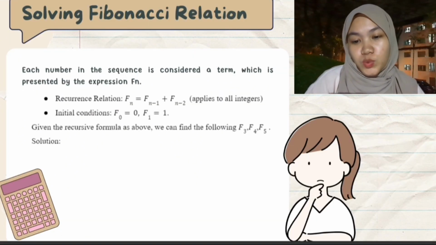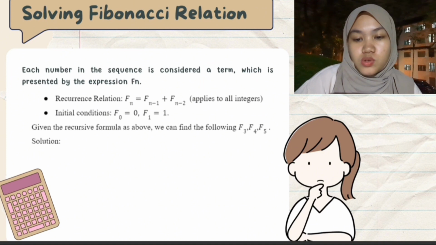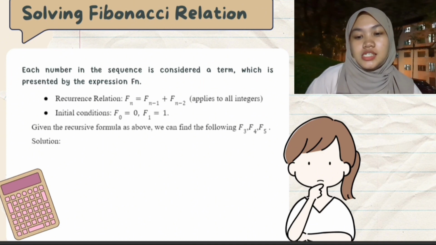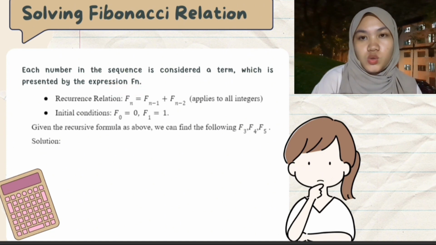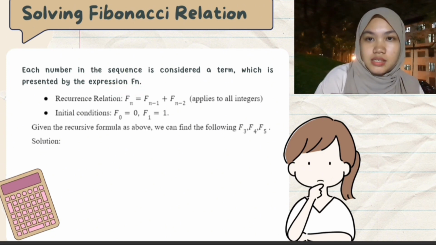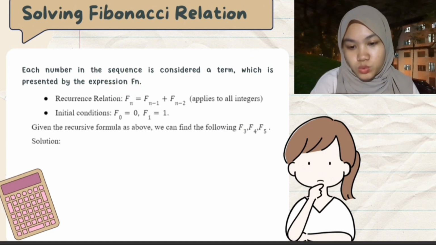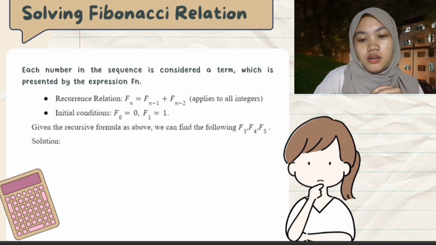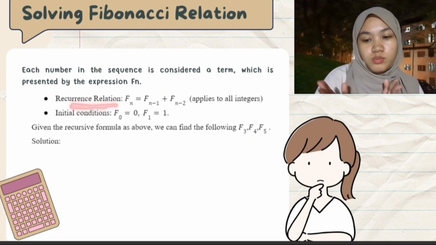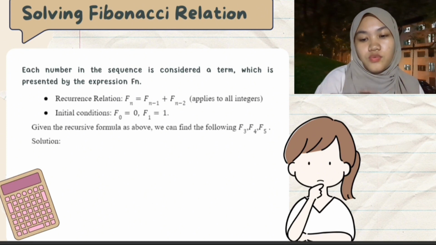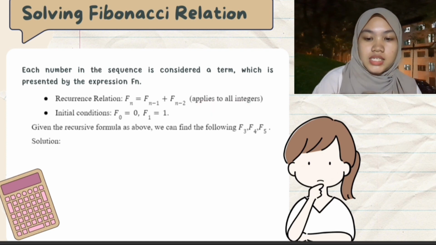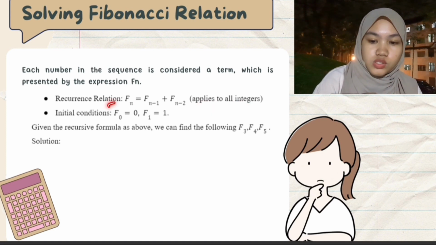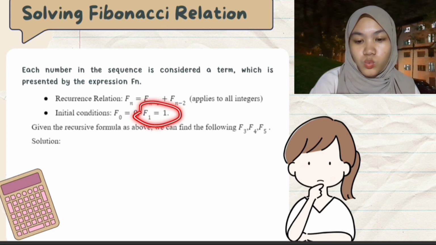Then how about solving the Fibonacci relation? Okay, to solve the Fibonacci relation, each number in the sequence is considered a term, which is presented by the expression fn. That means the first term is f1, the second term is f2. The recurrence relation for this Fibonacci sequence is fn equals fn-1 plus fn-2. This formula applies to all integers. Then we know the initial conditions: f0 equals 0 and f1 equals 1.